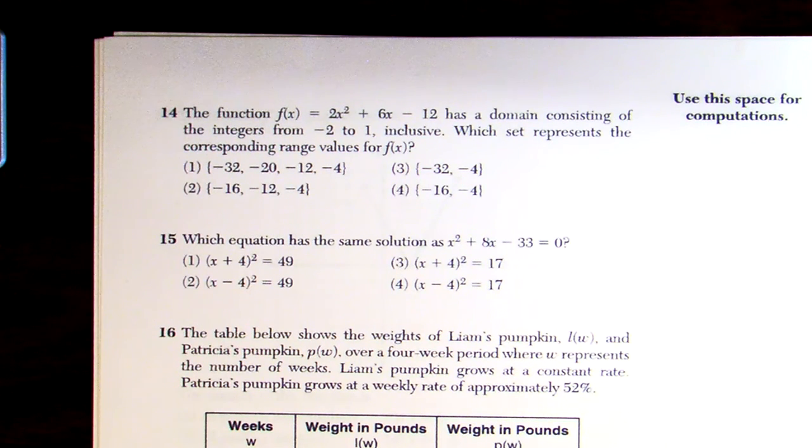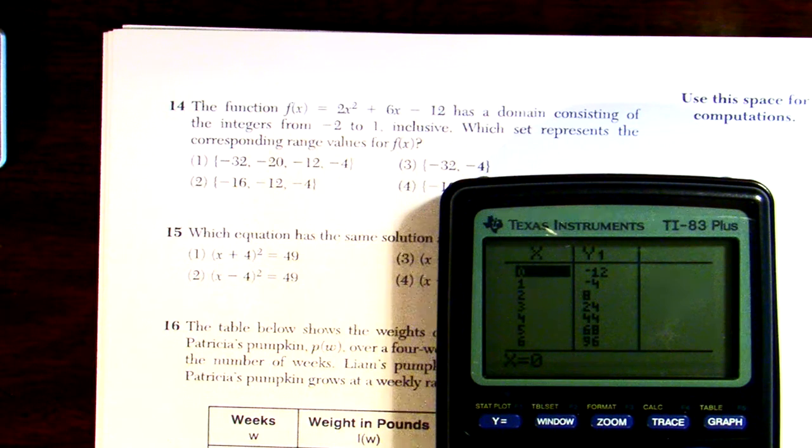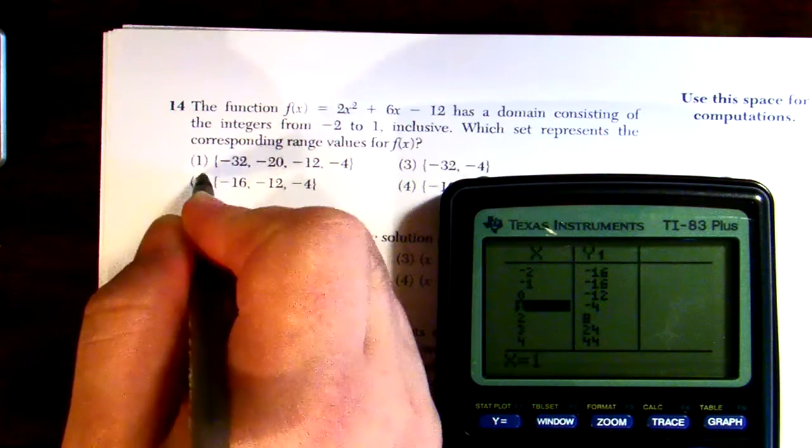Alright, so I see another quadratic equation that I can type in my calculator. So that's what I'm going to do. We got 2x squared plus 6x minus 12, second graph, and there's my table, and they want to go from negative 2 to 1 only. So at negative 2 I'm at negative 16, and negative 1 I'm at negative 16, 0 I'm at negative 12, and 1 I'm at negative 4. So those are the numbers I want. And if you look at choice 2, we have negative 16, negative 12, negative 4. So that would be my answer.